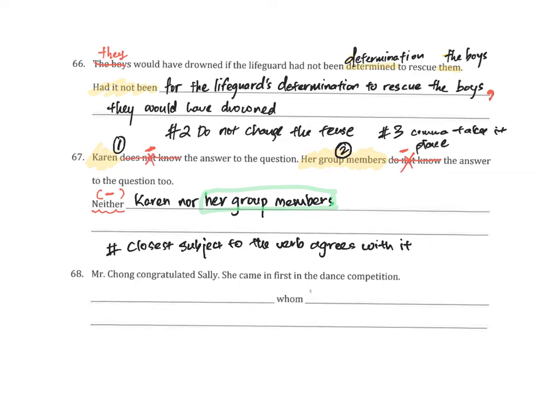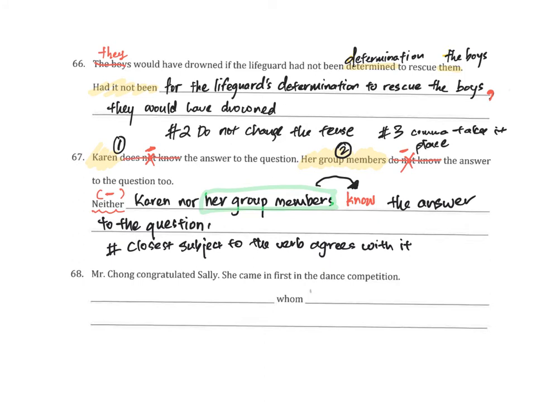So neither Karen nor her group members. And her group members is the nearest subject. So many, no s after the verb, right? So I use the verb know. Neither Karen nor her group members know. And because her group members is the nearest subject to the verb know, therefore it agrees with the verb. So her group members, many, no s after the verb. Neither Karen nor her group members know the answer to the question. All right, easy peasy, lemon squeezy.